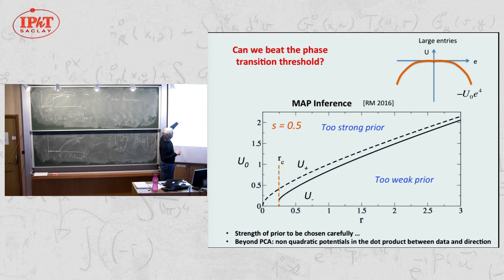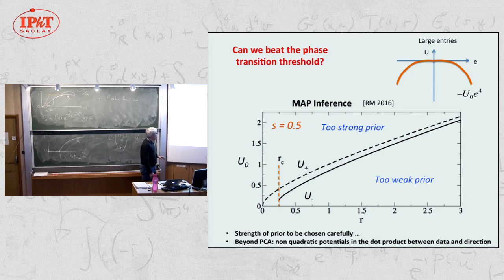And here I plot U0, which is the strength of the prior. For U0 equal to 0, we are confined to this axis here. This is exactly the situation where you have no prior information. So you know that if R is smaller than S squared, which is 0.25, then decoding is possible. You have enough samples to find a vector which is more or less aligned along the true direction. And if you are above, you cannot do that.